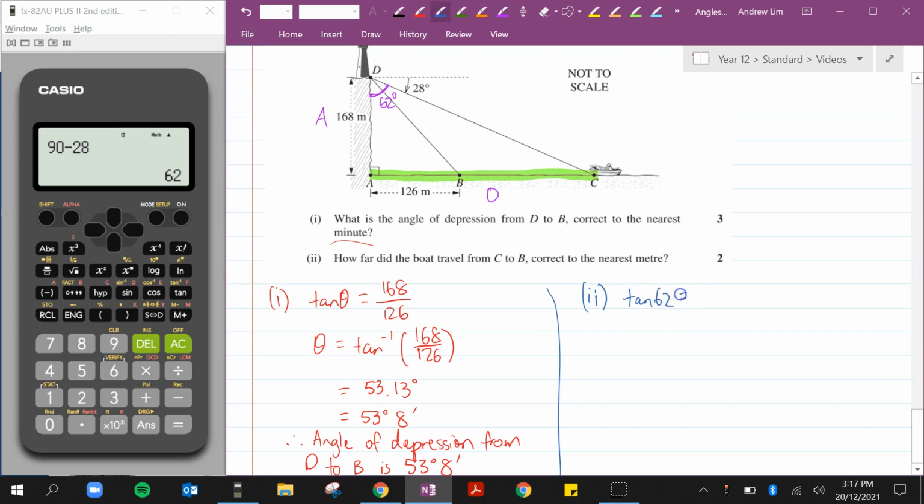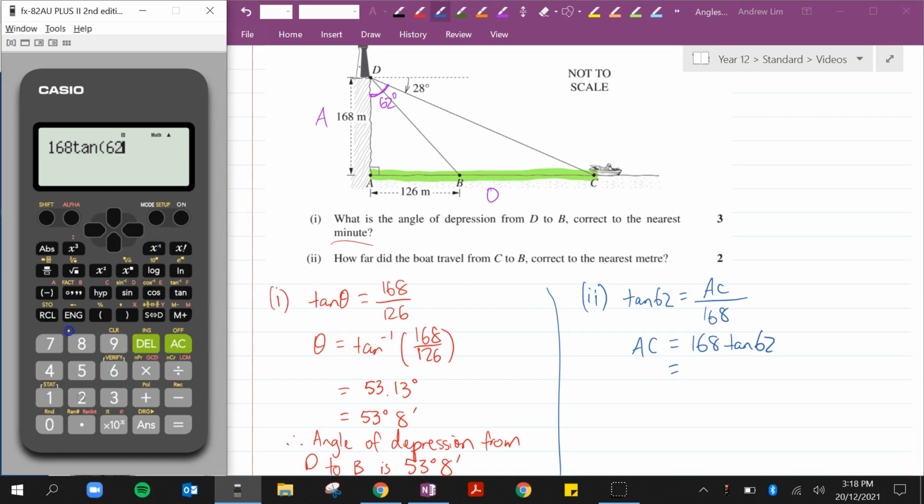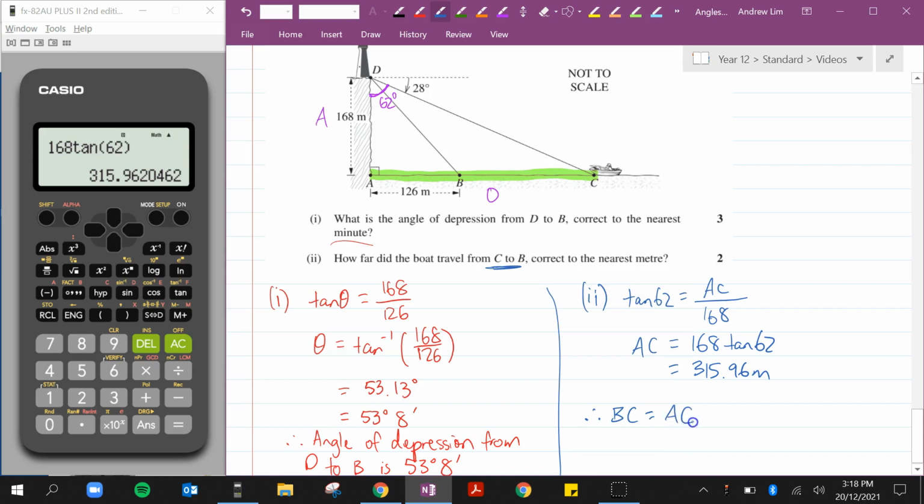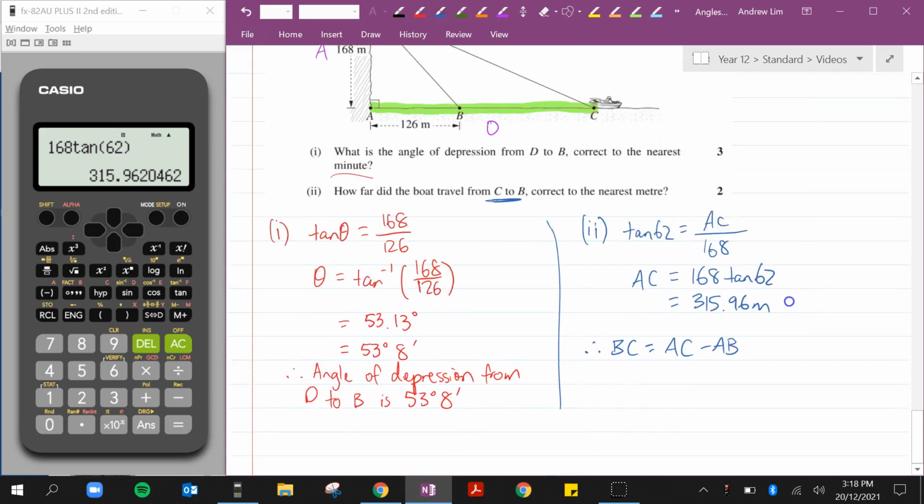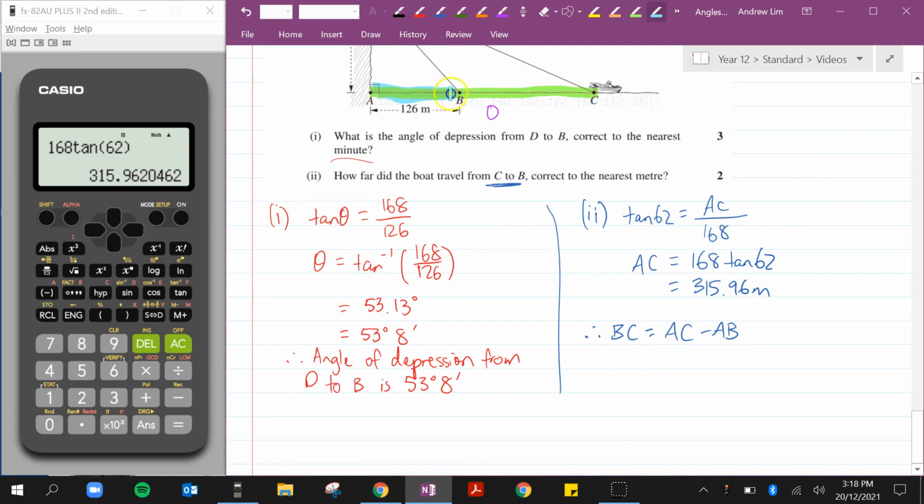Tan of the angle is equal to the opposite, which is AC, over adjacent, 168. So AC is therefore equal to 168 tan of 62, which is 315.96 meters. So that's AC. But we need to work out what BC is. Therefore, BC is just AC minus AB. Right, the whole length minus this small little bit. That will give us BC.